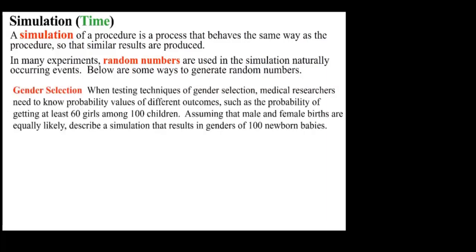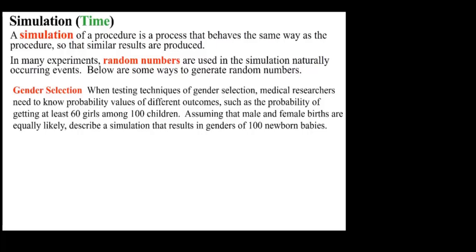Here's gender selection. When testing techniques of gender selection, medical researchers need to know probability values of different outcomes, such as the probability of getting at least 60 girls among 100 children. Assuming that male and female births are equally likely, describe a simulation that results in genders of 100 newborn babies. So we want to see if there's any simulation that does that. Of course, basically, you look at the concept of 2 outcomes that are equally likely, and that's the idea behind it.